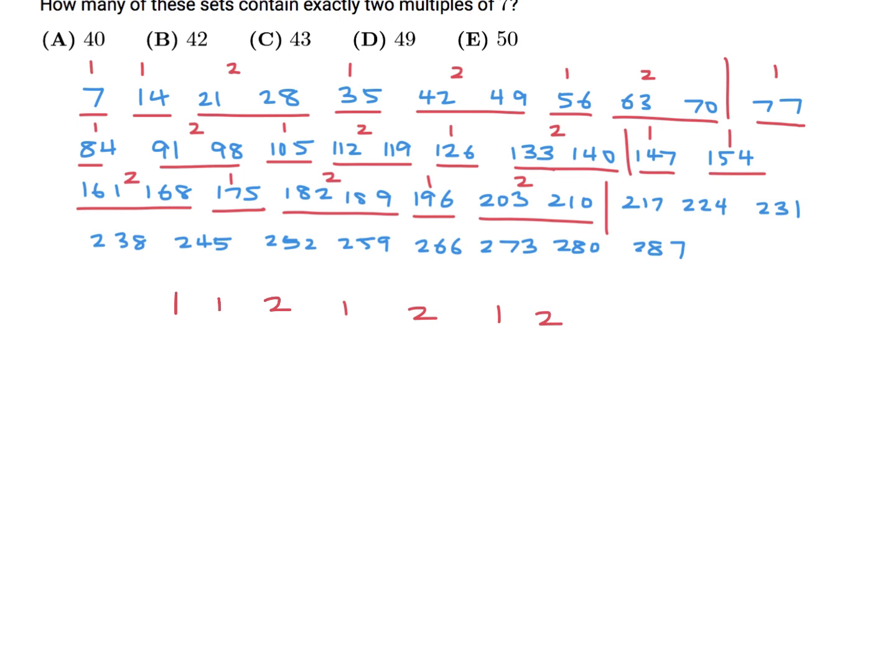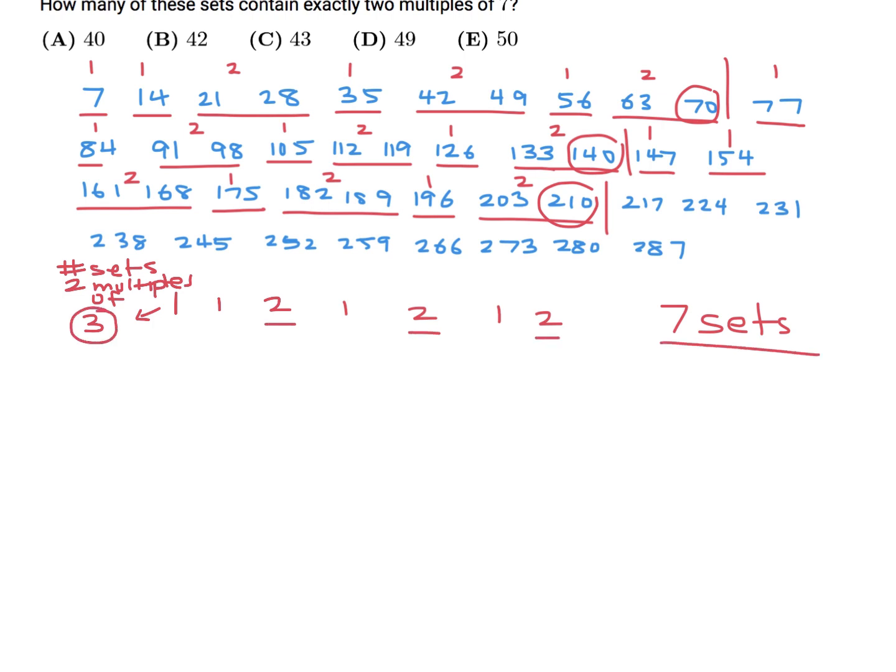Okay, got it. So that means that every time we get to multiples of 70, this pattern continues. So basically that's 7 sets, right? From 1 to 70 is 7 sets, and then from 71 to 140 is another 7 sets. And the number of sets that contain 2 multiples of 7 is 3, right? Because this guy, and this guy. So every 7 sets, you have 3 of those.